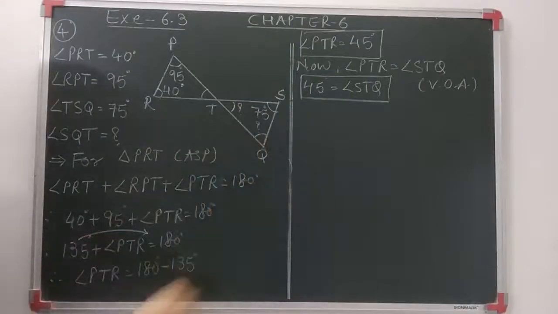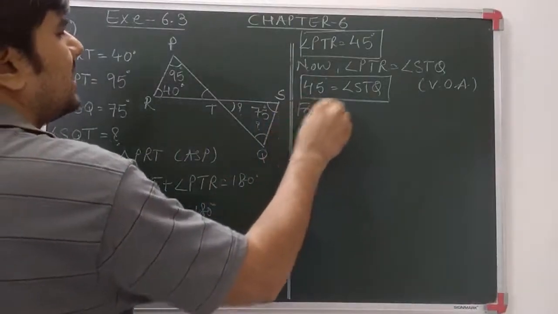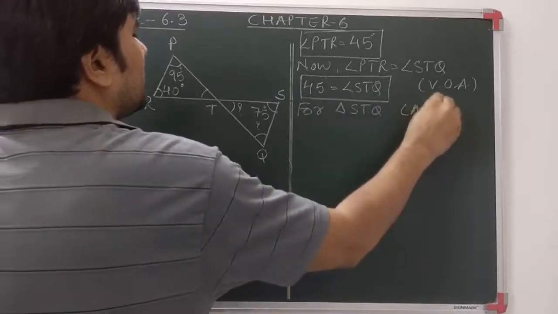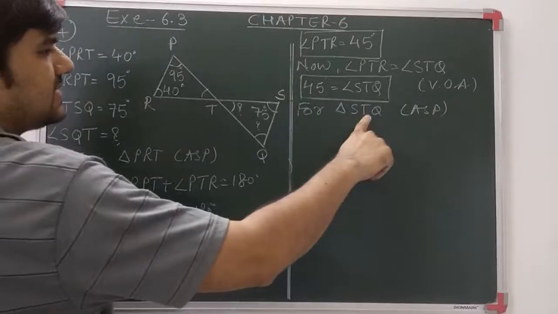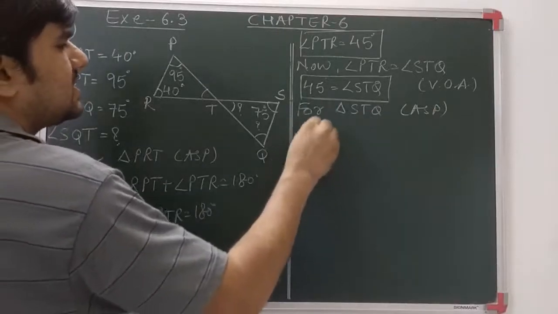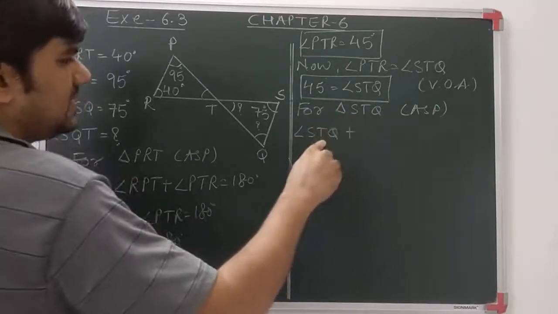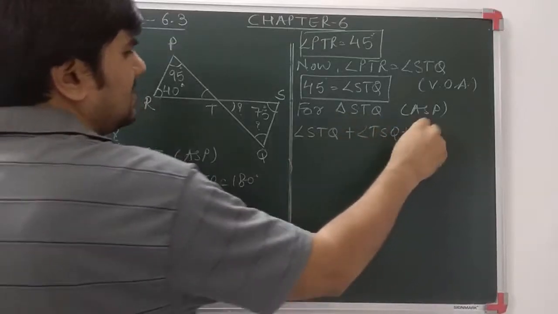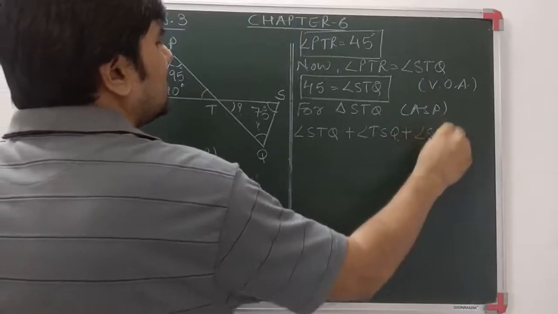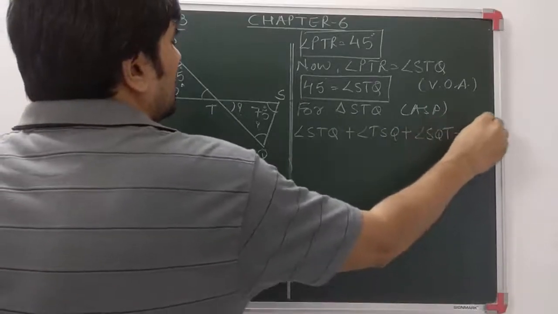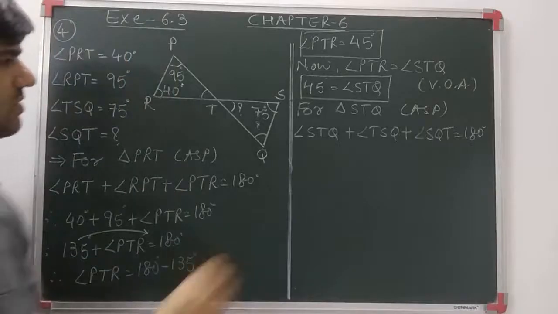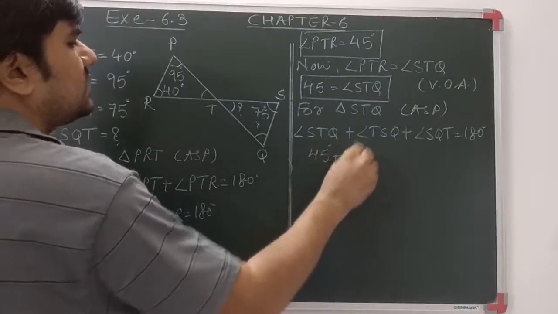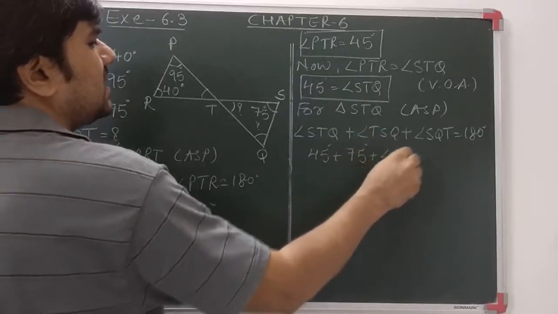Now it's quite easy to obtain the third one. For triangle STQ, again I am using the angle sum property. Remember the three vertices S, T and Q. STQ is one angle, whose vertex is T, plus TSQ, whose vertex is S, and the remaining SQT, whose vertex is Q. Out of these angles, one we obtained is 45 degrees, another is given in the question, that is 75 degrees, and the third we have to find out.